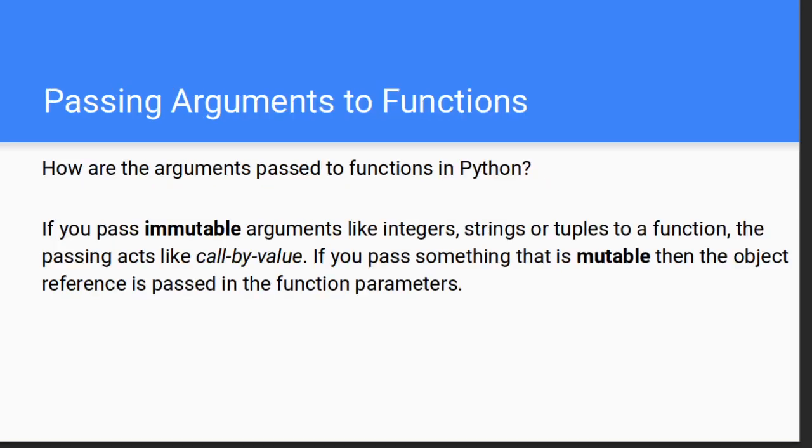Passing arguments to functions. How are arguments passed to functions in Python? If you pass immutable arguments like integers or strings or tuples, the call by value will be used, and if you pass something mutable, then the reference evaluation will be used.